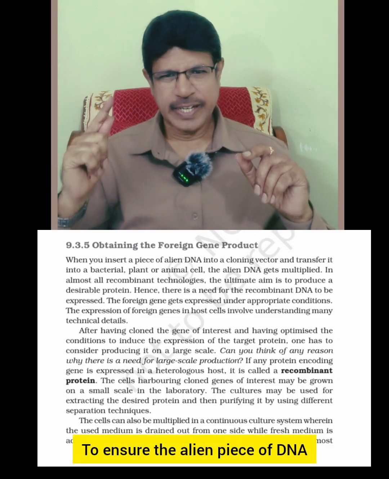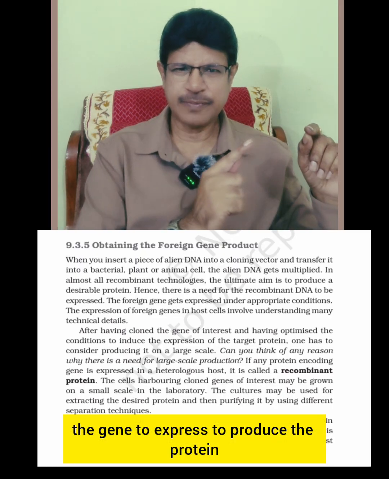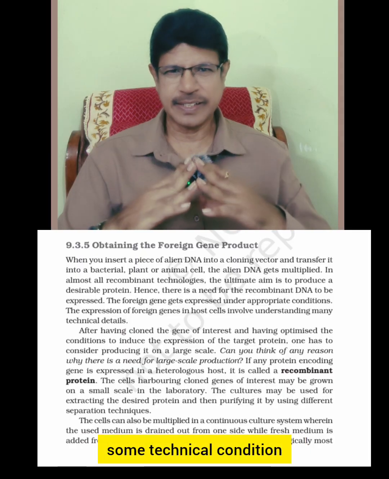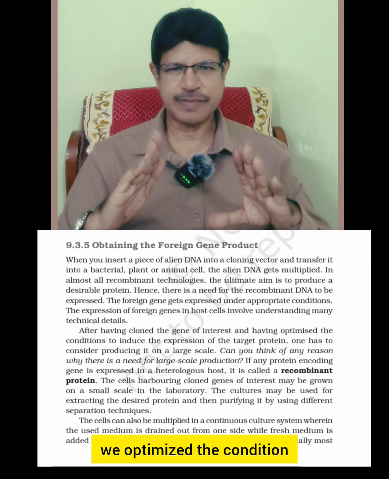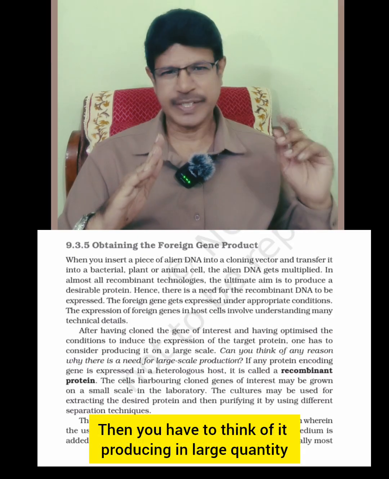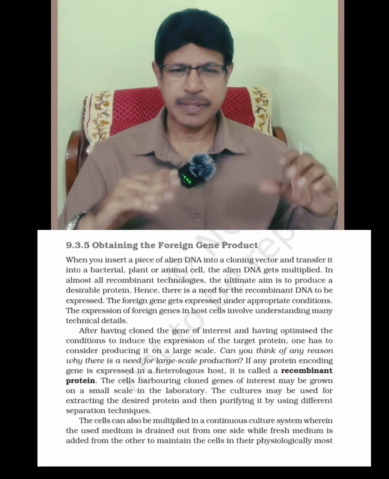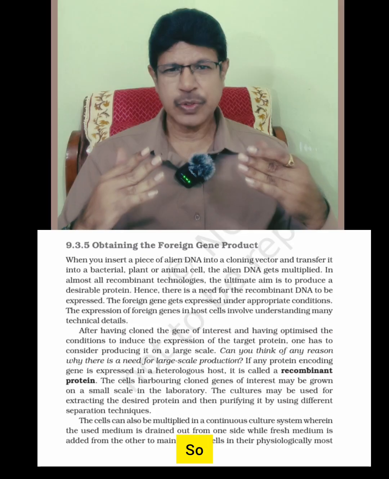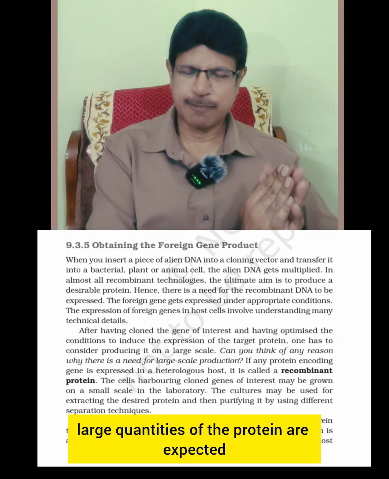To ensure the alien piece of DNA, the gene, expresses to produce the protein, it requires optimized, technical conditions. So we provided everything, we optimized the conditions. Then you have to think of producing it in large quantity. Why do you have to think of producing large quantity? Because you provided everything to meet the demand. So large quantities of the protein are expected.